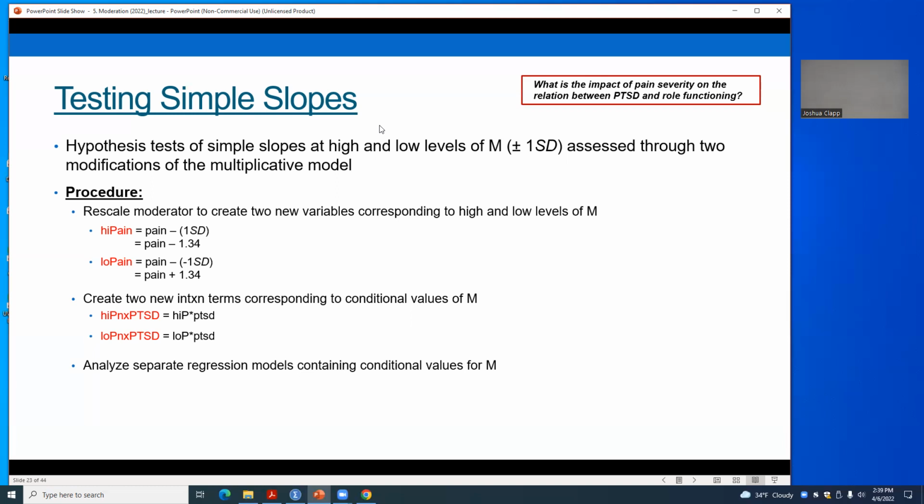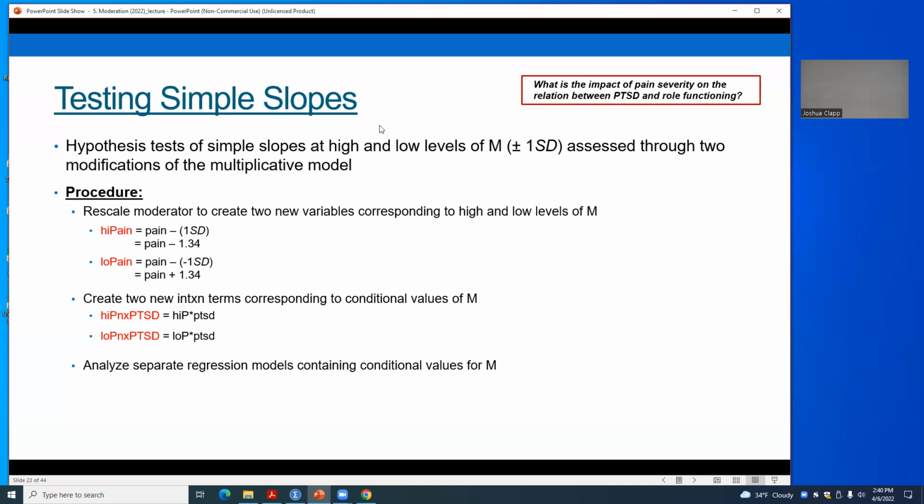Okay. So what we're doing is tricking SPSS into giving us tests. We're saying, I want to look at the unique effect of PTSD on functioning at high levels of pain. So I create a new variable, recentered so 0 corresponds to high levels of pain, create a new interaction term, and run a new model swapping out pain in my original model for low pain, then do the same thing for high pain, and run those new models in SPSS.